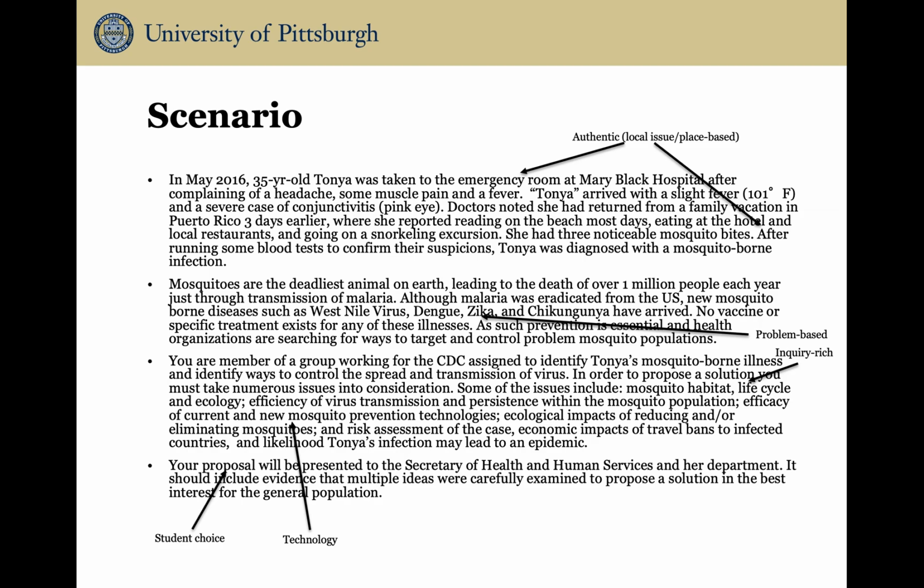This also incorporates technology in that it was asking students to look at some of the ways using technology that we could reduce mosquitoes, but also could be in terms of their production and their final assessment. It also includes student choice in that the way the proposals are written, the topic that they decide to focus on would be up to the students.